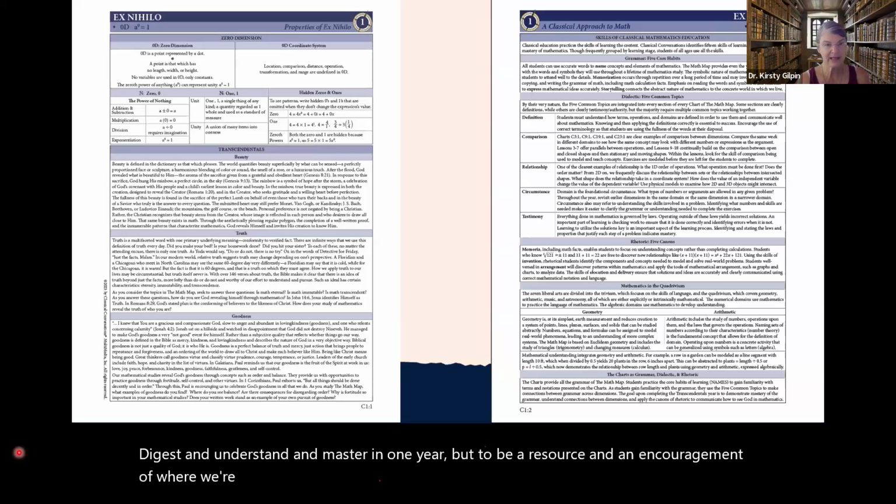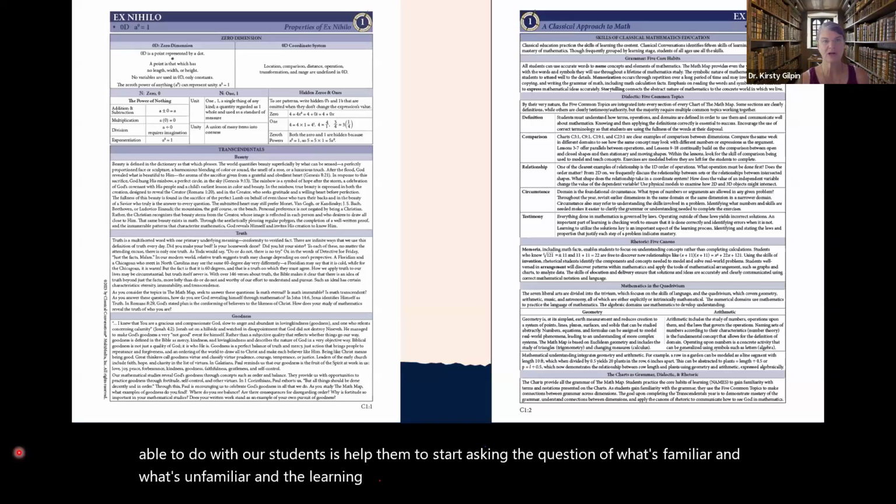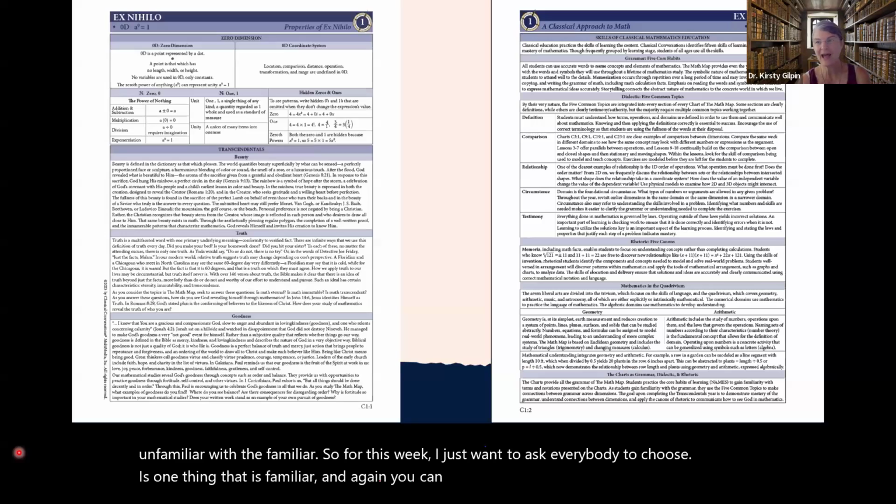As we look at these, one of the best things we can do with our students is help them start asking the question of what's familiar and what's unfamiliar. The learning is going to happen when we start to connect the unfamiliar with the familiar. So for this week, I want to ask everybody to choose one thing that is familiar. You can either say that or put it in the chat log.